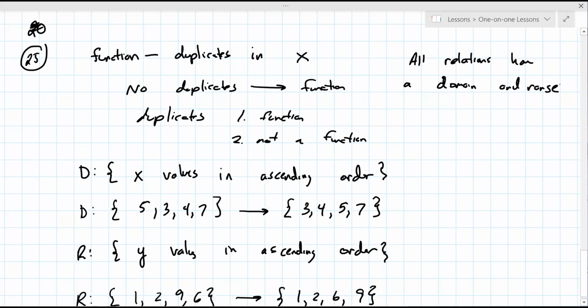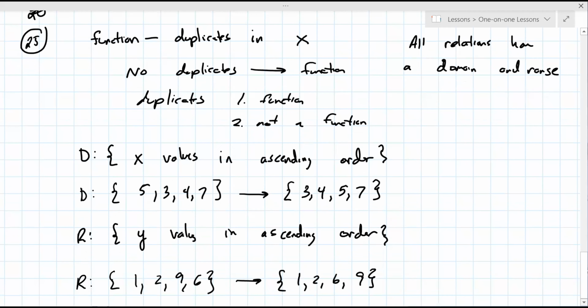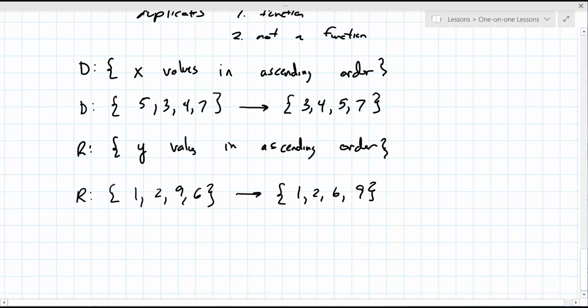This is not the quiz question you're going to get. The quiz question is going to be one where you have duplicates in the x. If you look at 27, there are no duplicates in the x, but there are duplicates in the y. That doesn't matter. You're looking for duplicates in the x. So 29 is a good one for us to do at some point. But if you need to do 26, we can do 26 as well.